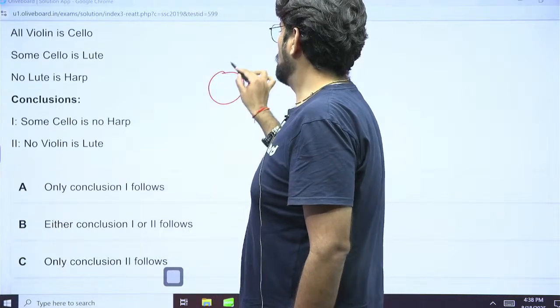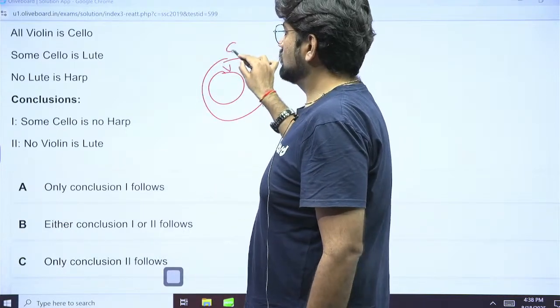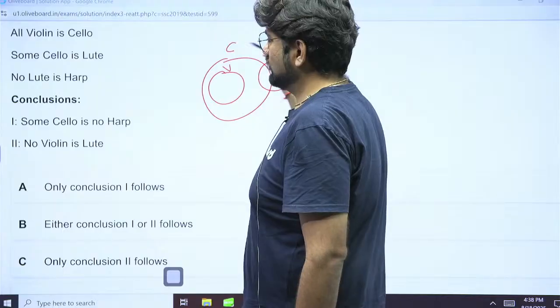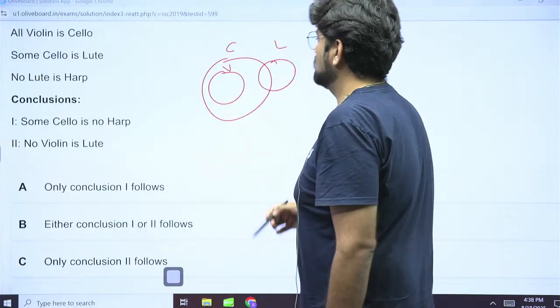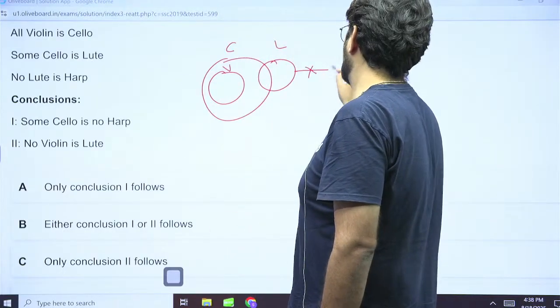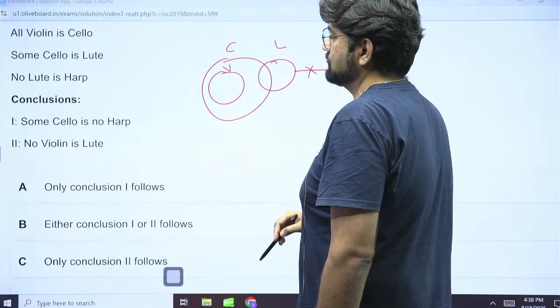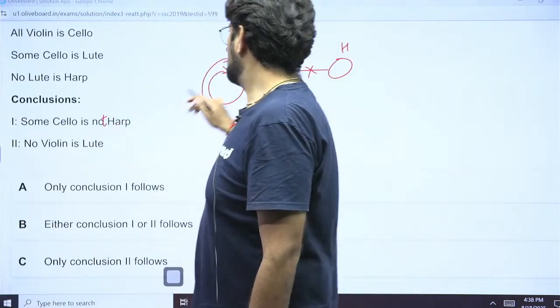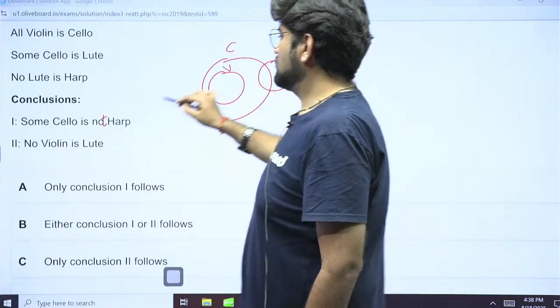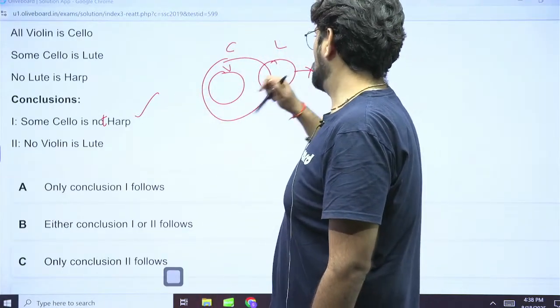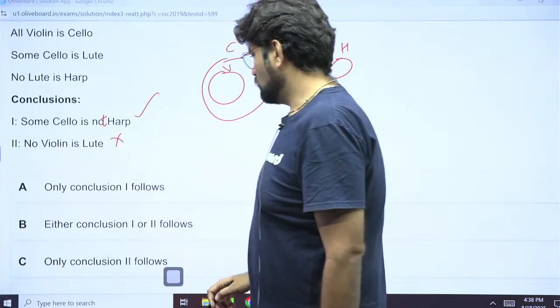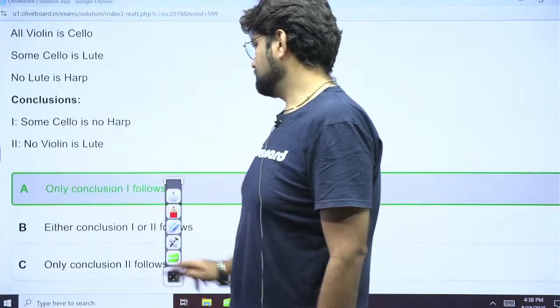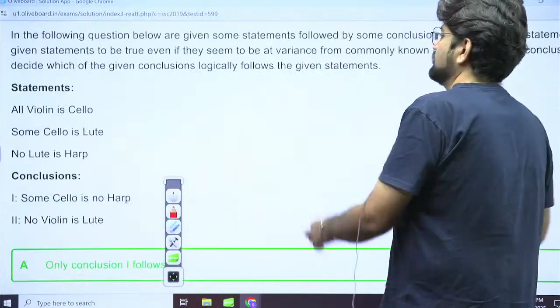All violin is cello. Some cello is lute. I think they wanted to write flute here. No lute is harp. Some cello is not harp, absolutely right. We can see that here. No violin is lute. No, I cannot say that. So only conclusion 1 follows. Option A is the right answer. 28 seconds. Very nice. Excellent.